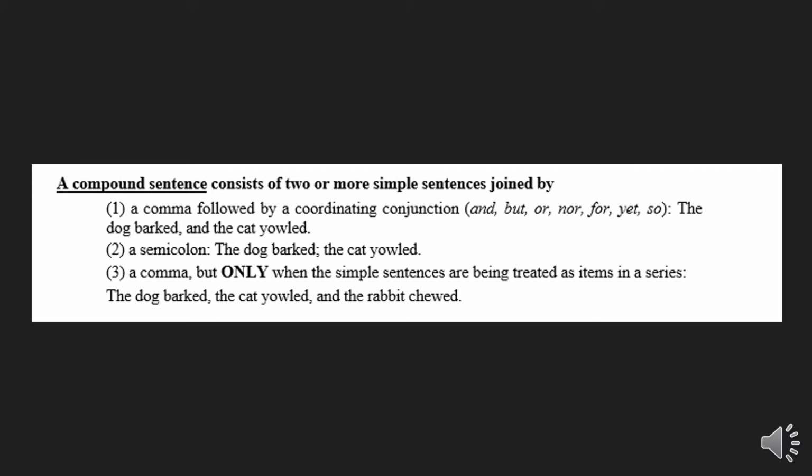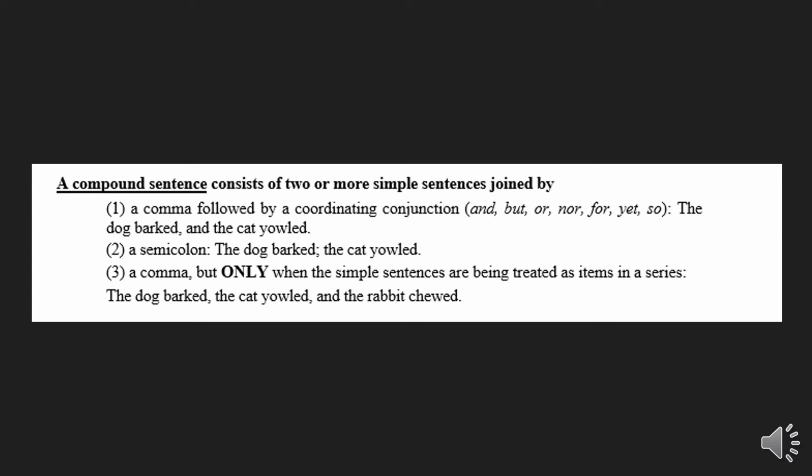So here's an example. The dog barked and the cat yowled. If I just put a comma between barked and the, I would have a run-on sentence because I wouldn't be correctly combining. I have to have my FANBOY in there. I have to have my and. It helps show the relationship. So you need the comma and the coordinating conjunction, which is what we have right here with and.